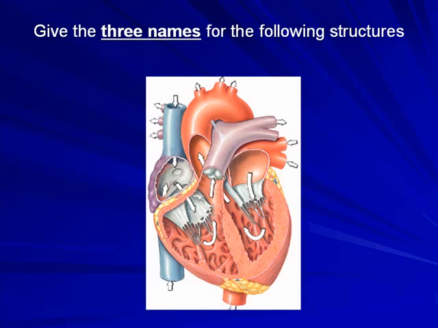The names of the following structures refer primarily to these valves. I do expect you to know this as the atrioventricular valve. I do expect you to know it as the bicuspid valve. The other name is the mitral valve. So you should know all three of those names.